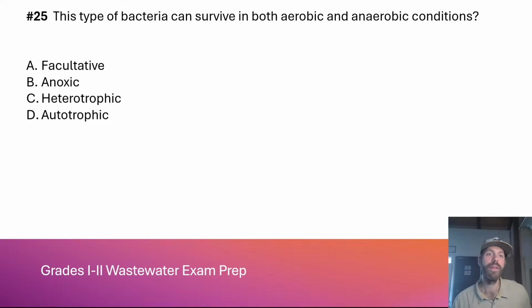Number 25. This type of bacteria can survive in both aerobic and anaerobic conditions. Which type of bacteria? Facultative, anoxic, heterotrophic, or autotrophic? The correct answer is facultative. You can have facultative heterotrophs and facultative autotrophs, but facultative is the word that means it can move between an aerobic and an anaerobic condition.